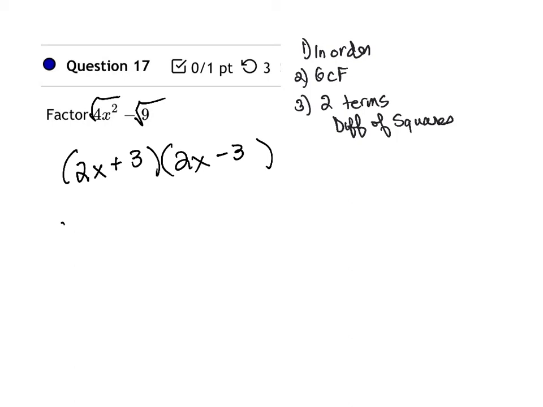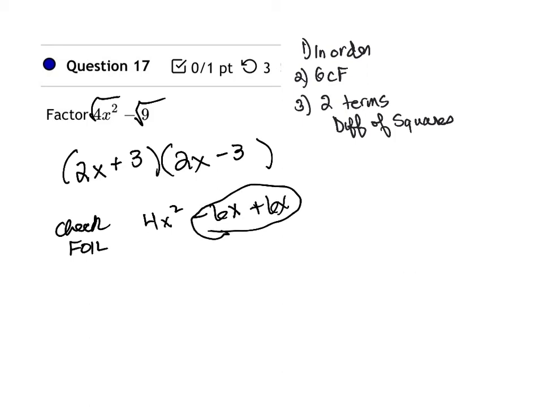So let's do check with FOIL. 2x times 2x is 4x squared. That checks. 2x times negative 3 is negative 6x. But notice when we do the 3 times 2x, we get plus 6x. So these are going to cancel. And then 3 times negative 3 is negative 9. So that goes back to 4x squared minus 9. And it'll only do that if that's the difference, if that's a minus there.